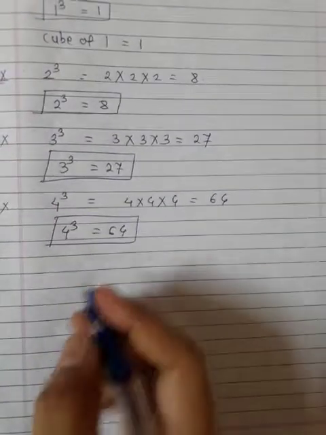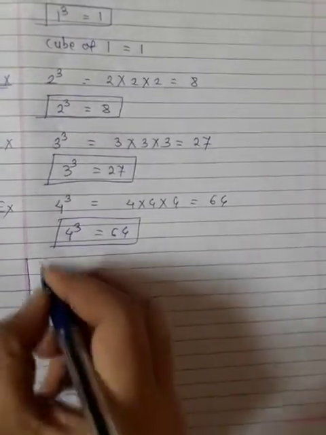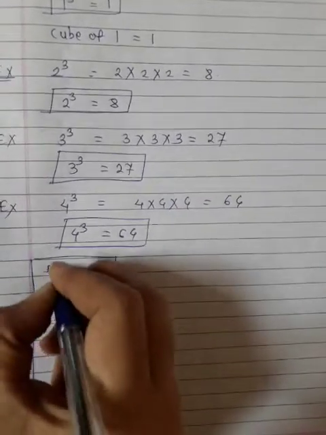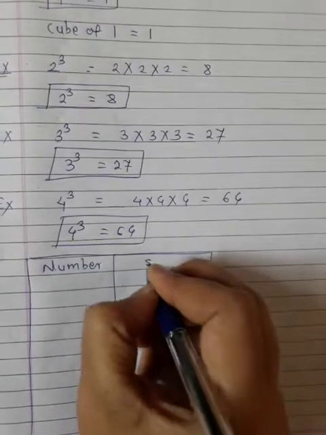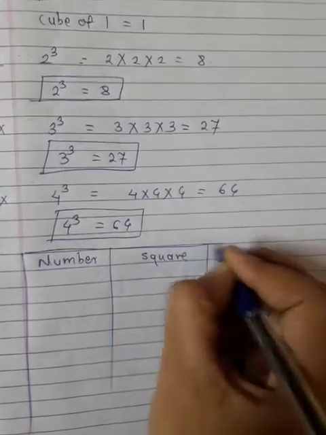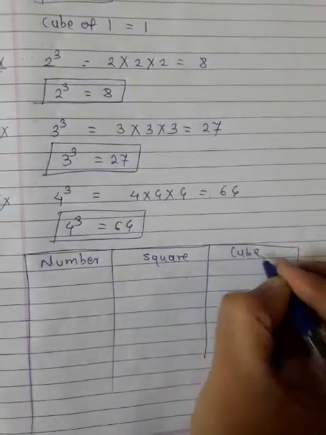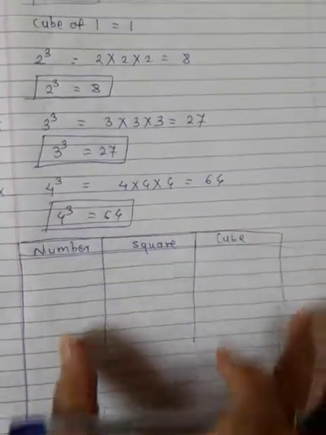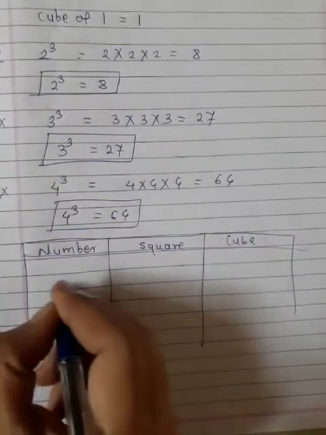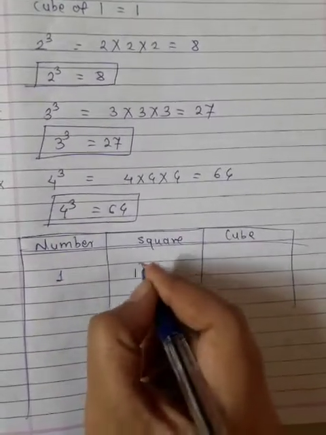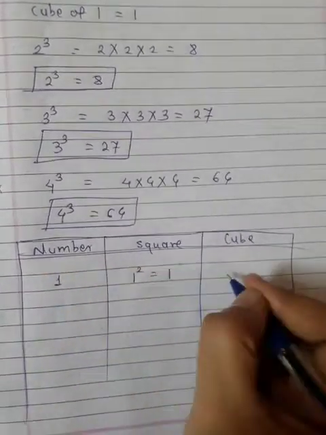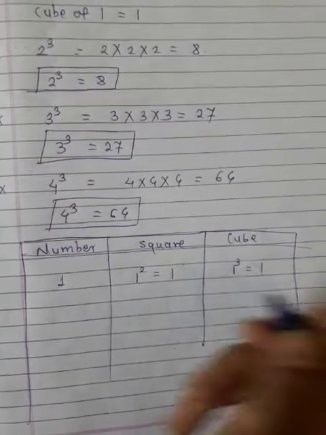Okay, so here make columns like this. Write the number here, its square here, and its cube here. Make such type of column. Start from number 1. The square of 1 is 1 square, and it gives you 1. The cube of 1 is 1 cube, it gives you 1.